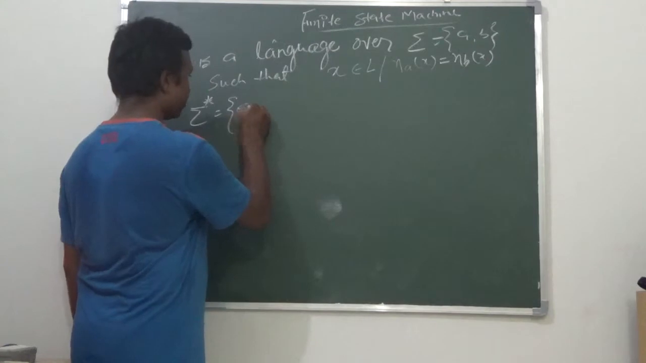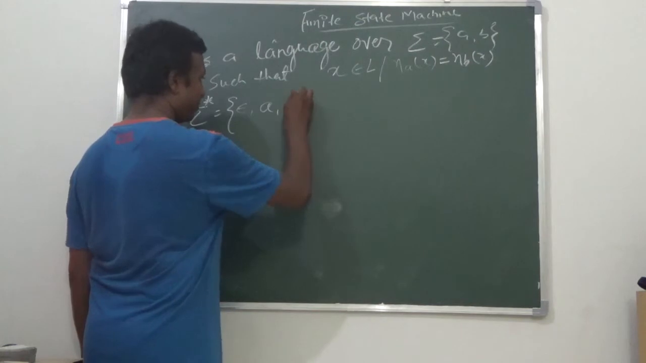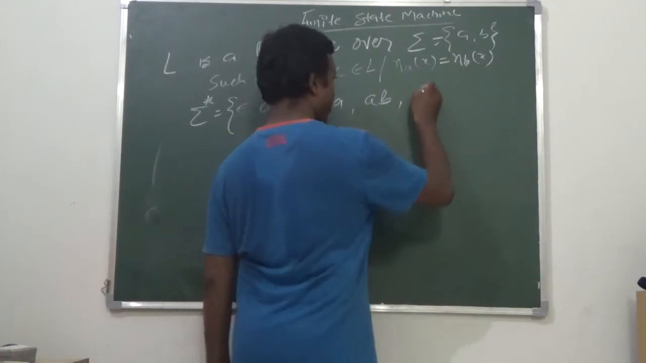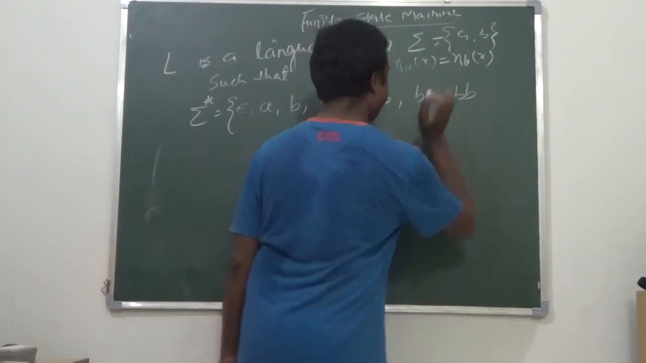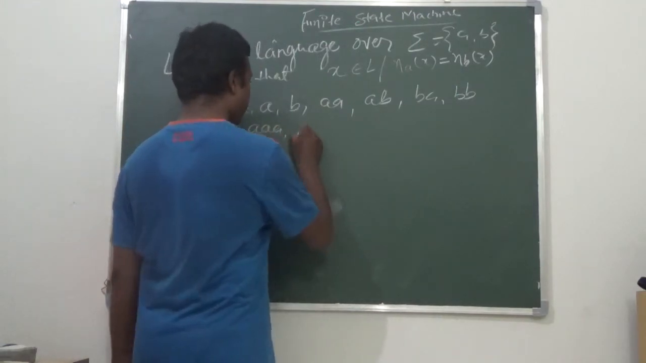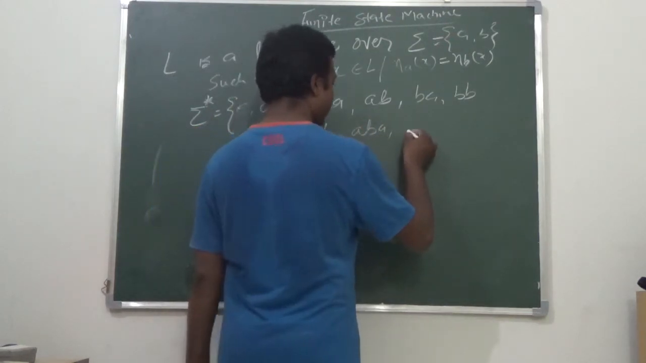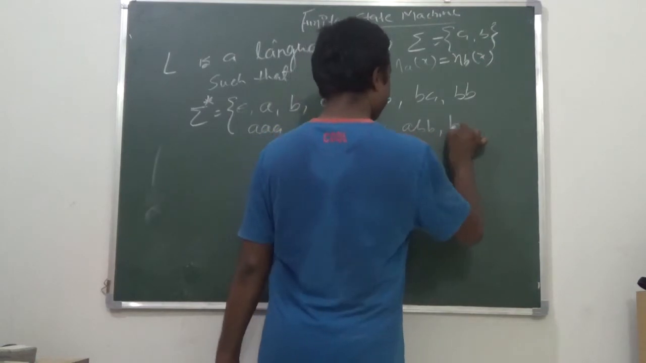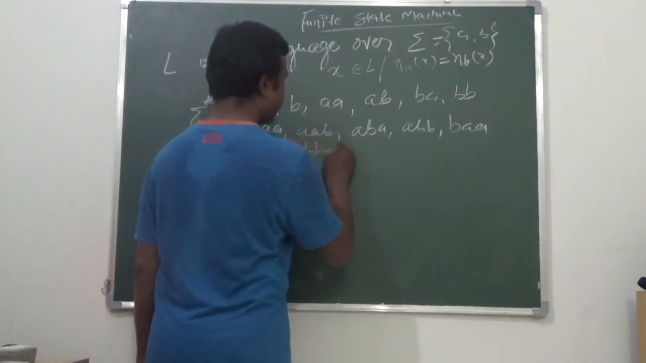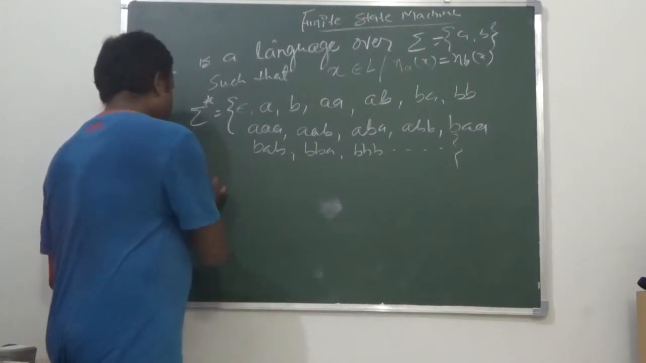Sigma star is epsilon, A, B, AA, AB, BA, BB, AAA, AAB, ABA, ABB, BAA, BAB, BBA, BBB, and keep on going. Right? So what should be the L?